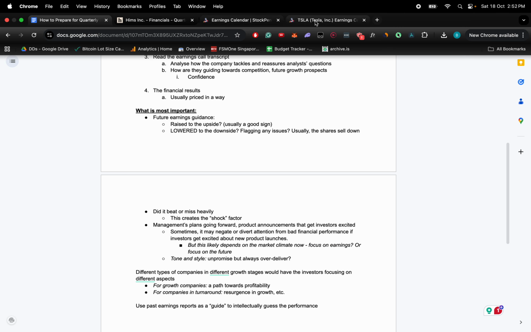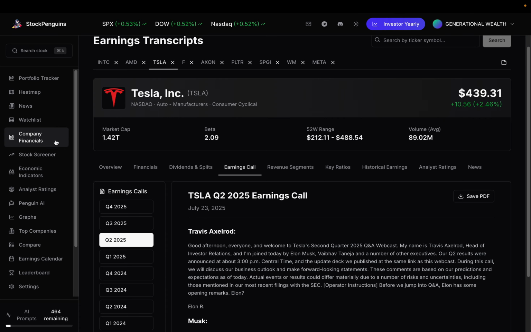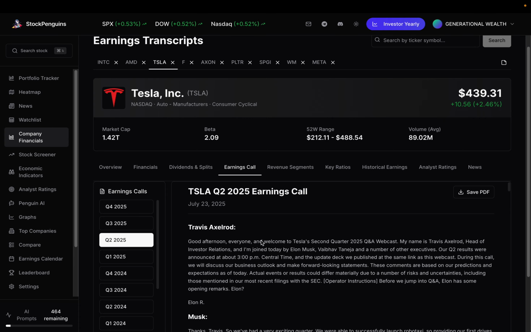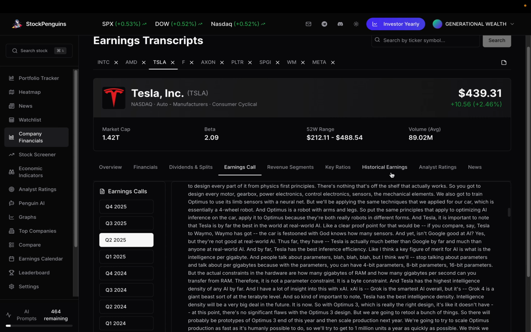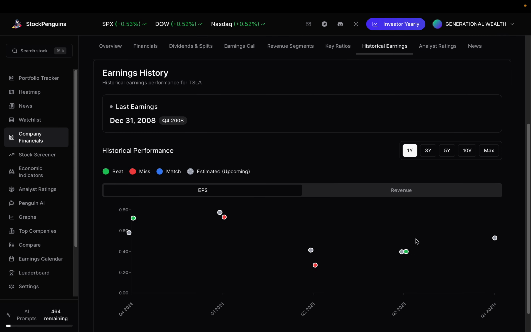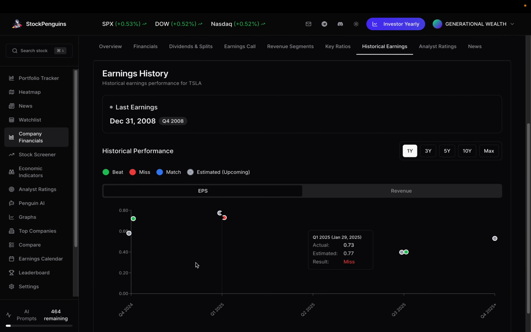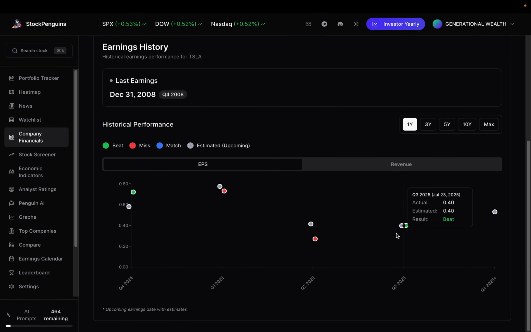You can always use StockPenguins company financial tools and take a look at the earnings call transcript, right, and understand what's happening with the company. As mentioned, we also have the historical earnings performance tool over here as well.